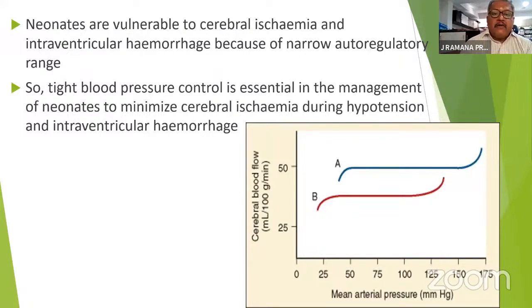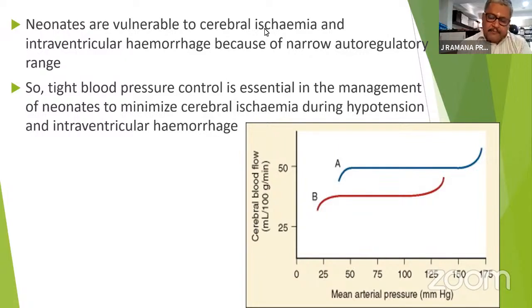Neonates are vulnerable to cerebral ischemia and intraventricular hemorrhage because of the narrow autoregulatory range. So, tight blood pressure control is essential in the management of neonates to minimize cerebral ischemia during hypotension and intraventricular hemorrhage. This is a diagram showing the mean arterial pressure on the x-axis and cerebral blood flow in ml per 100 grams per minute on the y-axis.